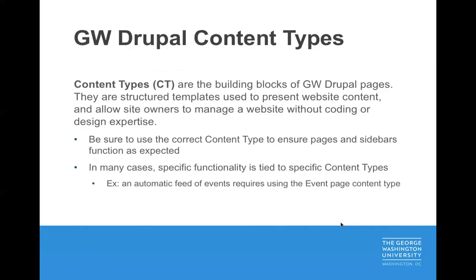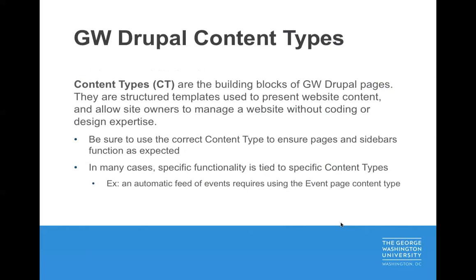So GW Drupal content types, these are the building blocks of your website. They are page templates that are specifically designed and developed to present your content in a specific manner. So you always want to make sure you're using the appropriate content type to make sure your pages function as expected, because a lot of the times a certain type of functionality that you might want to use requires that you use the appropriate content type. And here I have an example: if you want an automatic feed of events, then you're required to use the event page content type to be able to generate that automatic feed.